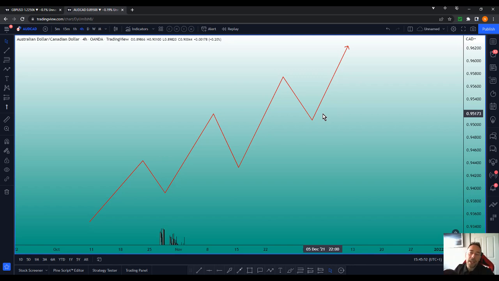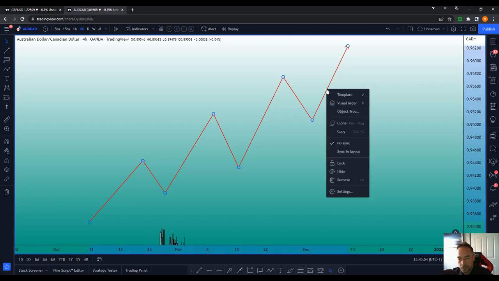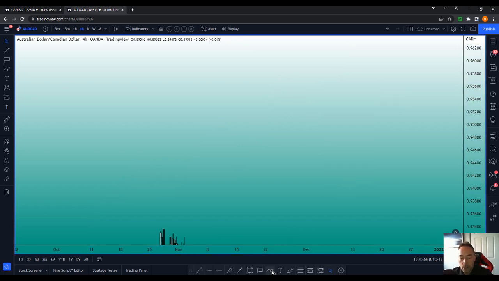Now, similarly, in a downtrend, price, if it was moving to the downside, it wouldn't move like that. We typically see our impulse, our correction, impulse, correction, impulse, etc. And these lows would get lower and these highs would get lower as well.